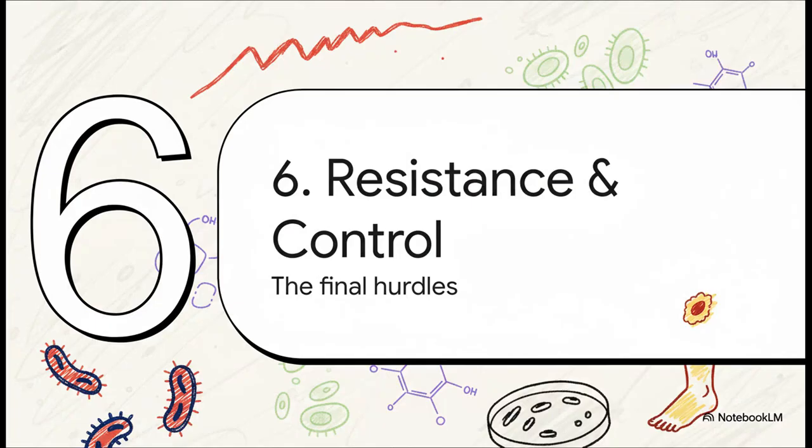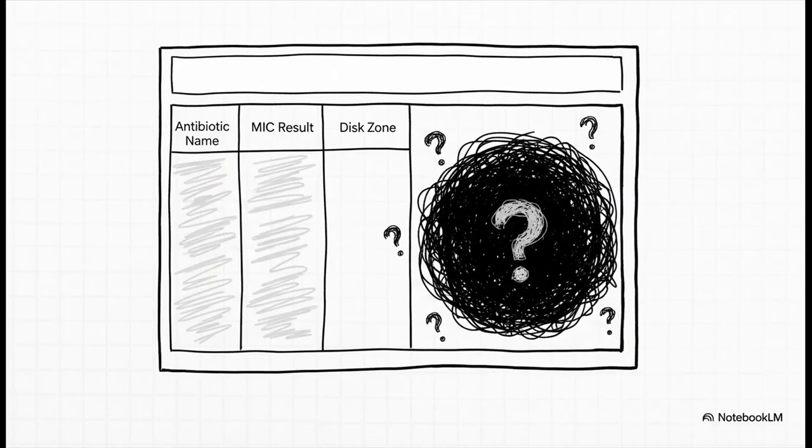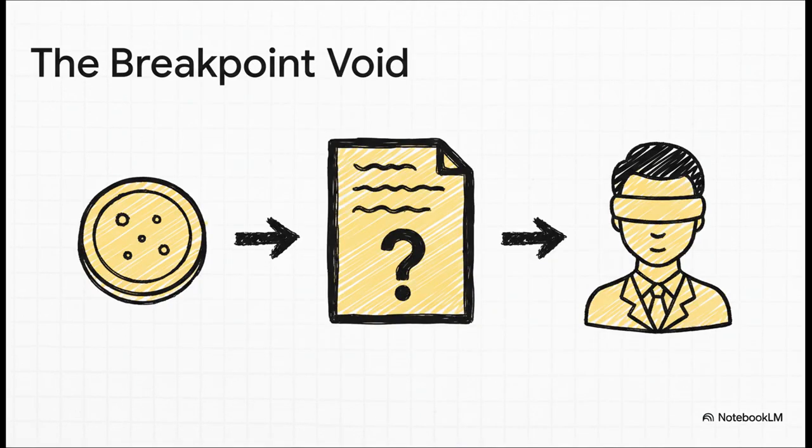This question leads us right into our final section, which really covers the biggest hurdles we face, both in the lab and out in the field: resistance and control. For those of us working on the bench, this is probably the most crucial point of the whole discussion. There is a massive gap when it comes to antimicrobial susceptibility testing for Haemophilus ducreyi. I'm calling it the breakpoint void. So what does this actually mean in practice?